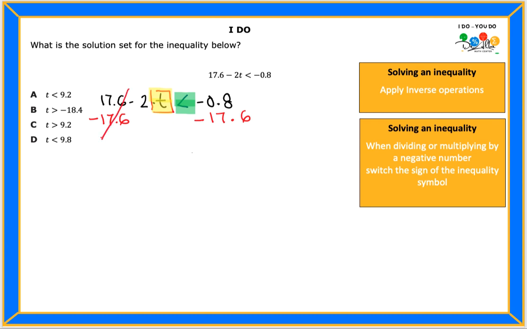They're going to cancel out. Now I'm going to bring down the 2. I bring down the t that is being multiplied 2 times. I'm going to put it in a box. I bring down the inequality symbol. And then on the right side, I have negative 0.8 minus 17.6.